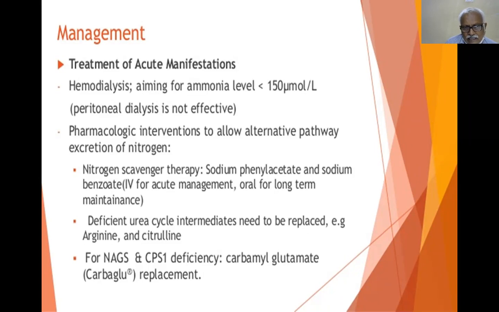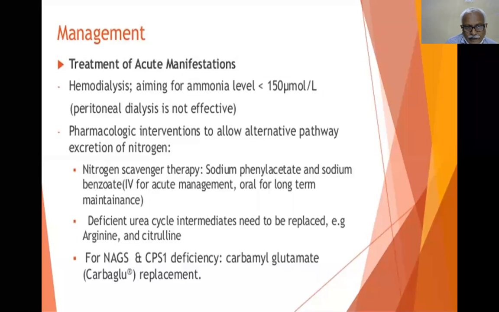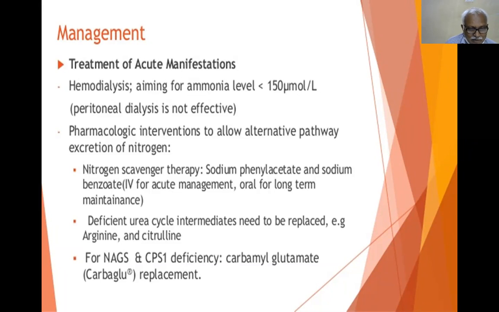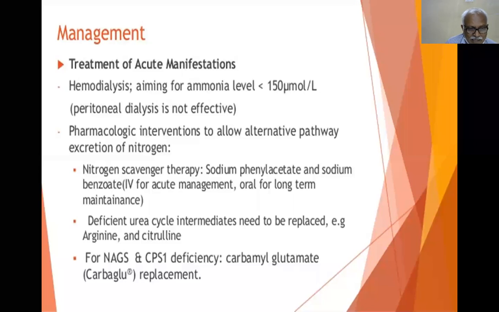The deficient urea cycle intermediates need to be replaced. The arginine can be given and citrulline can be given. For NAGS and CPS1 deficiency, carbamyl glutamate, Carbaglu, is available in sachets in the market. But Carbaglu is not so rampantly available in India. My students, the super specialists in neonatology, are now starting to place the indent in the market. Now they are trying to get this Carbaglu.